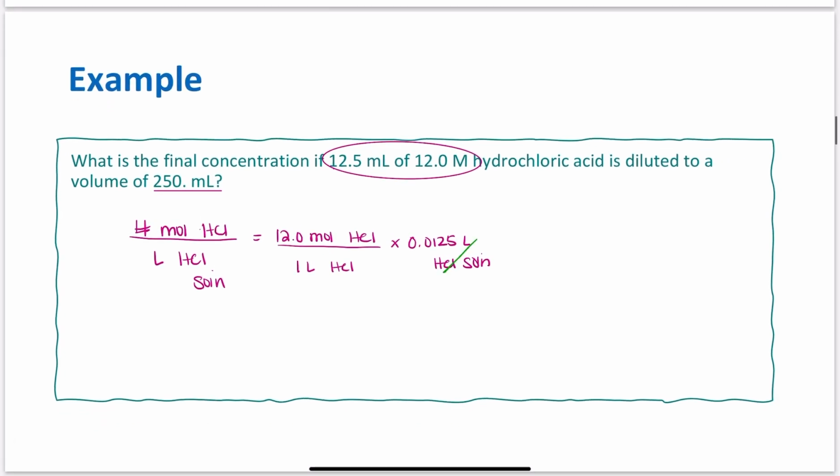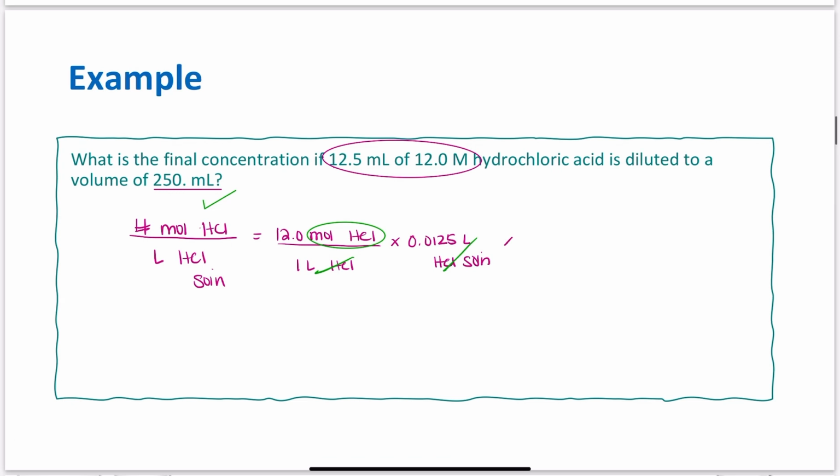This step right here gives me my moles. So I have my numerator. Now what I need is that denominator. So I'm going to divide this by my total volume in liters, 0.250 liters of my HCl solution because that's what it's been diluted to. Now I've got liters of my solution, which is what I was trying to find.